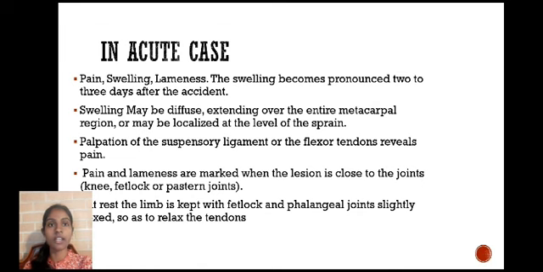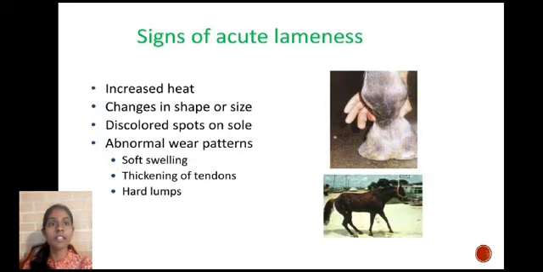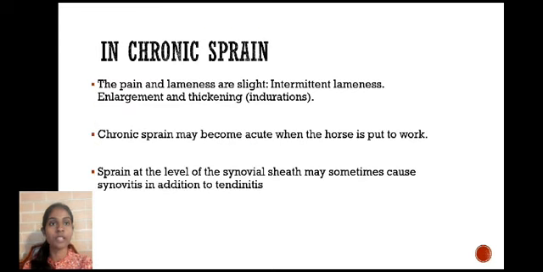At rest, the limb is kept with fetlock and phalangeal joints slightly relaxed so as to relax the tendons. Then moving on to the signs of the acute lameness, increased heat, changes in the shape or size, discolored spots on the sole are usually seen, abnormal wear patterns, soft swelling, thickening of tendons and hard lumps are usually seen. In chronic sprain, the pain and the lameness are slightly less, intermittent lameness is seen, enlargement and indurations are seen. Indurations usually refers to the thickening and softening of the muscles.